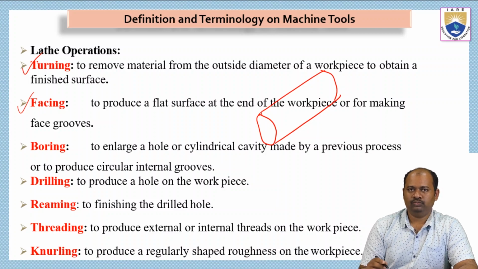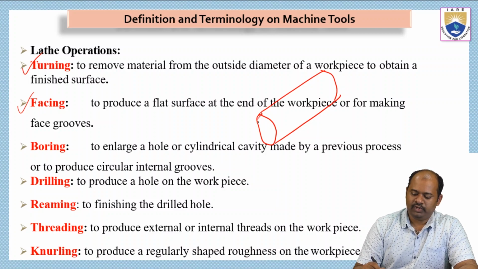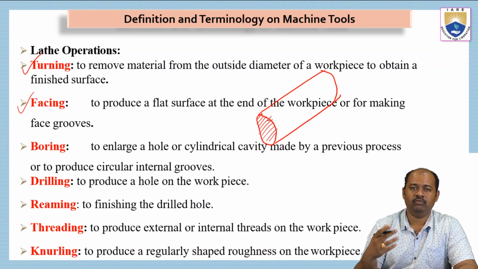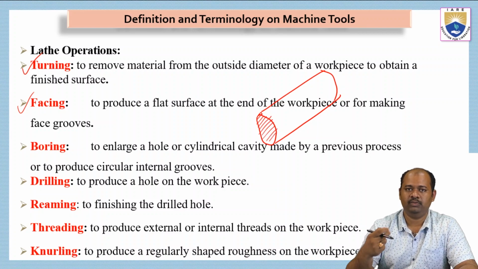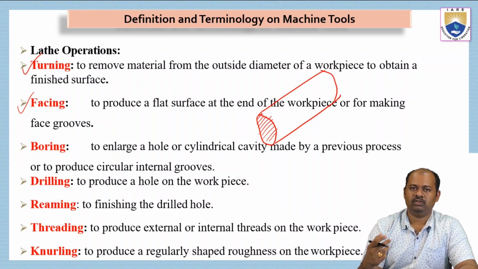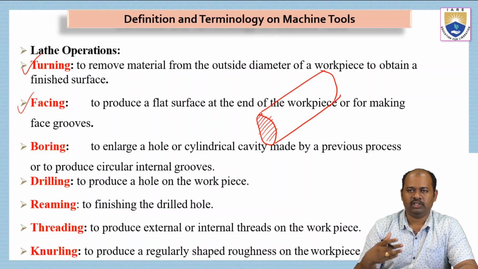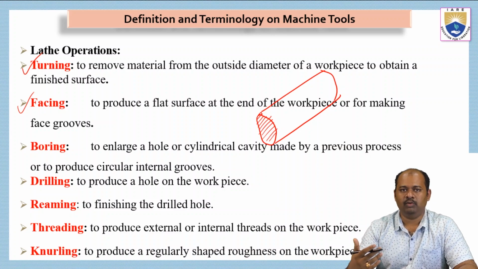So if we want to clean the surface or increase the surface finish of this cross section, we will do the facing operation. We will keep the tool in such a manner that it removes material so that the cross section area of the cylindrical rod will be cleaned and smoothened.